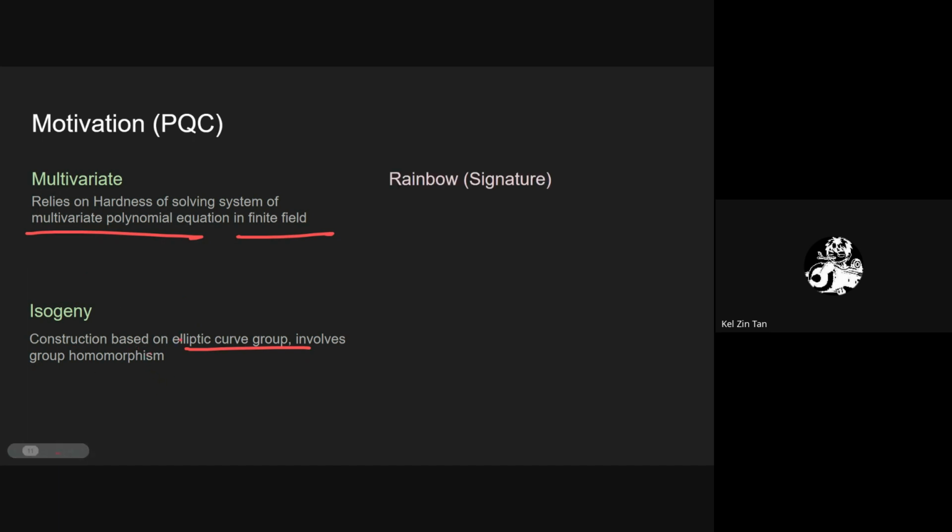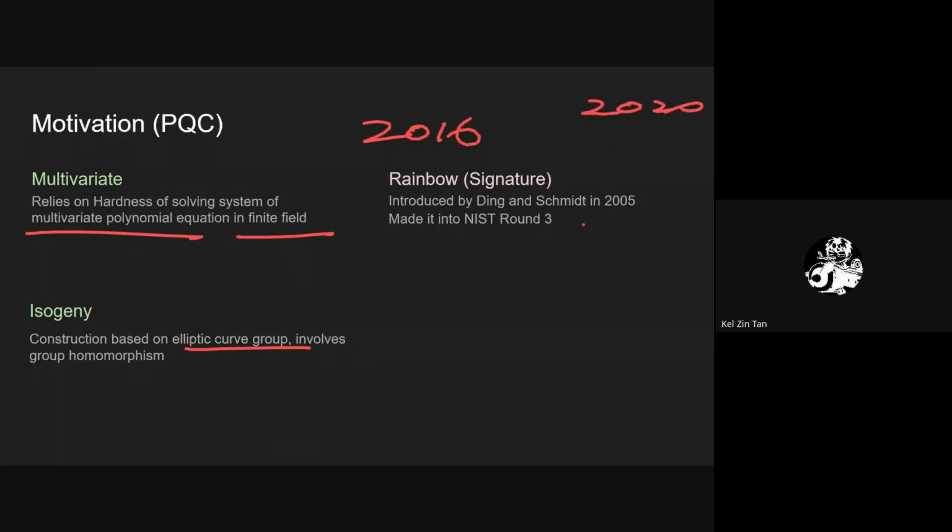So why do I talk about these two specifically? It is because for the multivariate scheme, we have this Rainbow. This scheme is called Rainbow, and it is a public signature scheme. It was introduced in 2005, and it made it to the competition, to round 3. The next round started in 2016, and then this made it into round 3. I believe round 3 was around 2020 or something. But what happened in the end is that it was broken in 2022. A lot of people thought that it was secure, and indeed at that time it was secure.